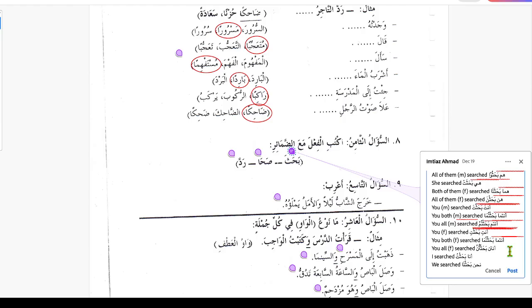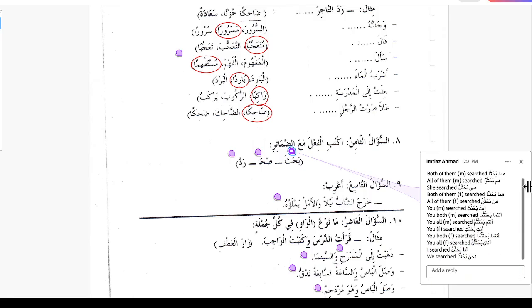Antum bahastum, you all masculine searched. Anti bahasti, you feminine searched. Antuma bahastuma, you both feminine searched. Antunna bahastunna, you all feminine searched. Ana bahastu, I searched. Nahnu bahasna, we searched.